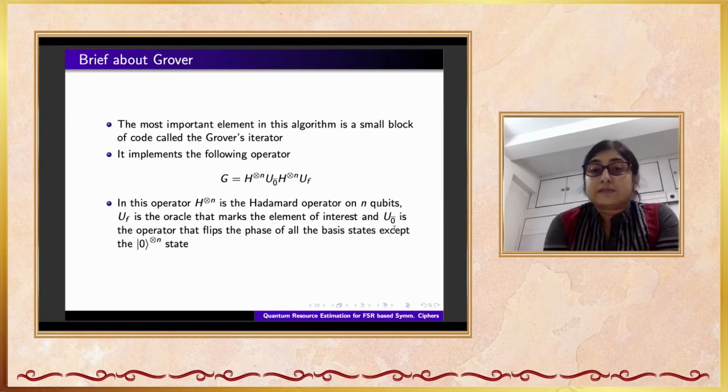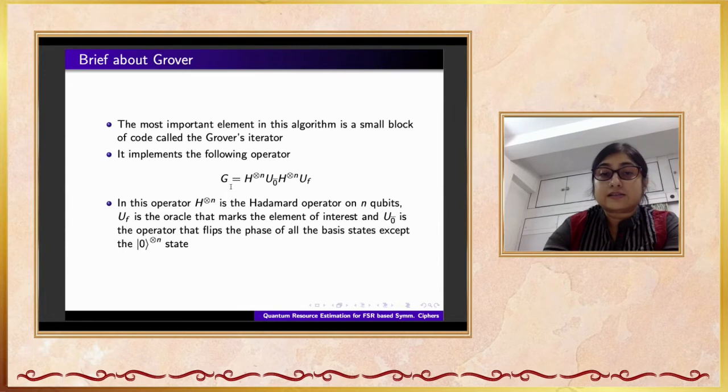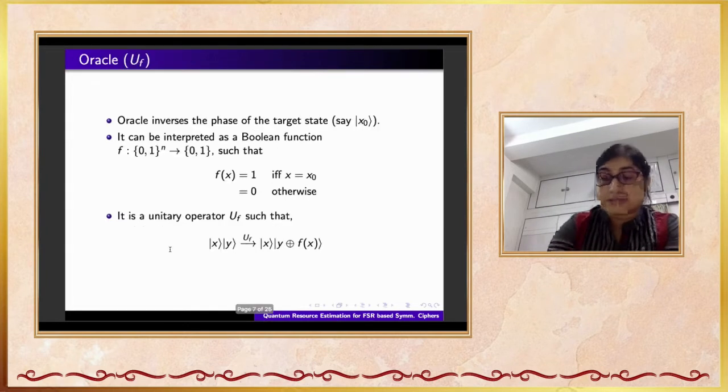The most important element in this algorithm is a small block of code called Grover's iteration, that is G. G consists of n many Hadamard gates, UO bar, n many Hadamard gates, and UF. UF is the oracle that marks the element of interest, and UO bar is the operator that flips the phase of all the basis states except all 0 states.